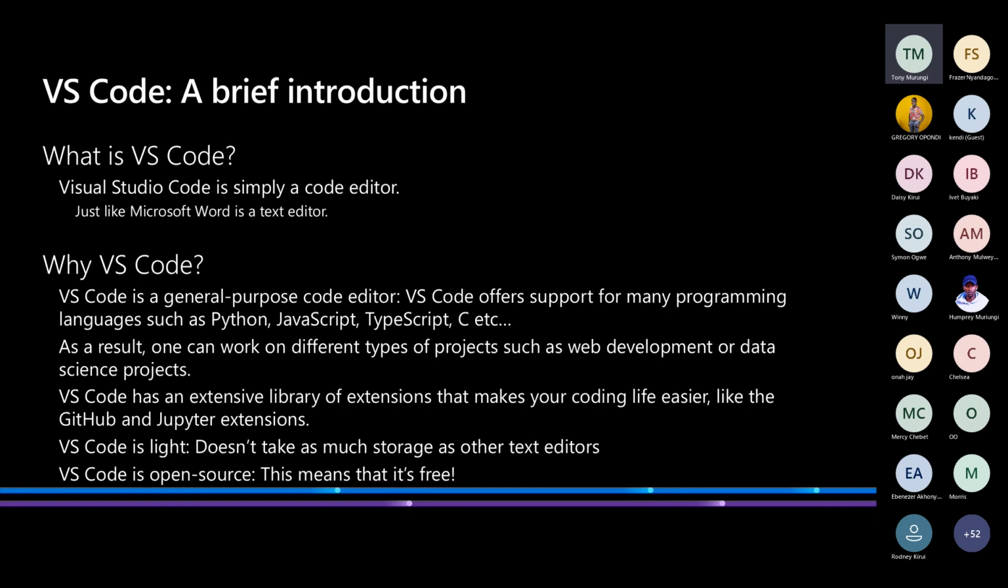VS Code also has an extensive library of extensions. So it has many extensions which make our coding life easier, like GitHub and Jupyter extensions. These extensions help us, like GitHub, it helps us to commit our code to GitHub just from VS Code, which is way easier than using the command line. We're going to see this in a few minutes. Same with the Jupyter extension.